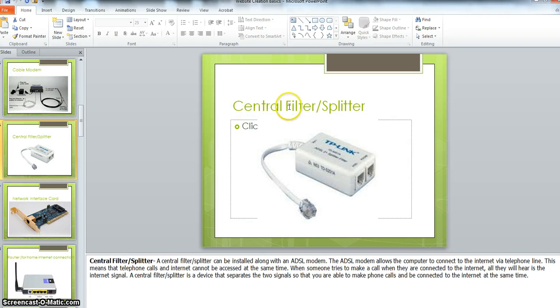Every house nowadays has a central filter and splitter. You need this if you have an ADSL modem, which all of you do at home, and that simply splits the line into voice and data. If you didn't have that, it would get all mixed up.